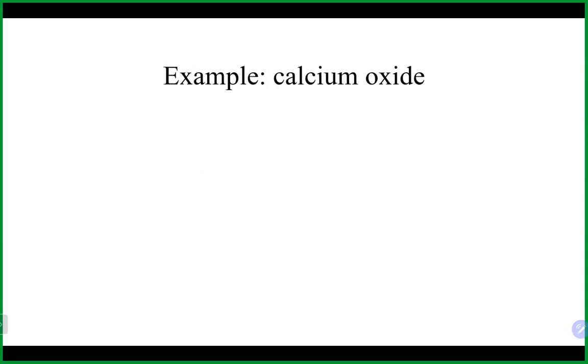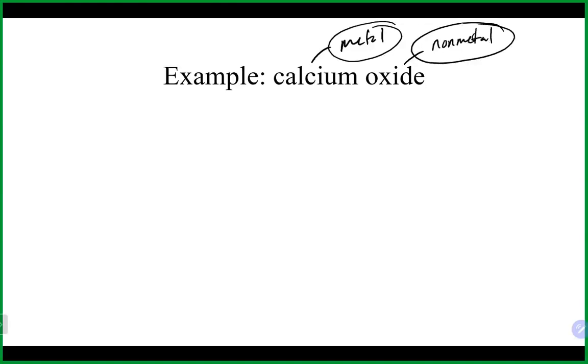Take a look at another example, calcium and oxygen. So once again, calcium is a metal. Oxide, which is oxygen, is a nonmetal. So once again, when I see that combination of metal and nonmetal, I again know that this is an ionic bond that's going to happen in this case. And again, we're going to get that transfer of electrons from the metal to the nonmetal in this case.